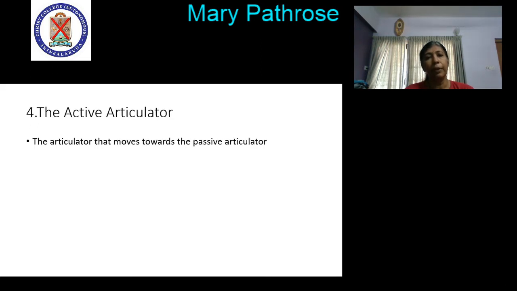For example, if you consider the sound "p", if you try saying that sound, you will realize that the 2 articulators used to produce the sound "p" are the 2 lips, the upper lip and the lower lip. Of these 2 articulators, the upper lip remains passive. It does not move. It is the lower lip which moves towards the upper lip. So the lower lip is the active articulator and the upper lip is the passive articulator.